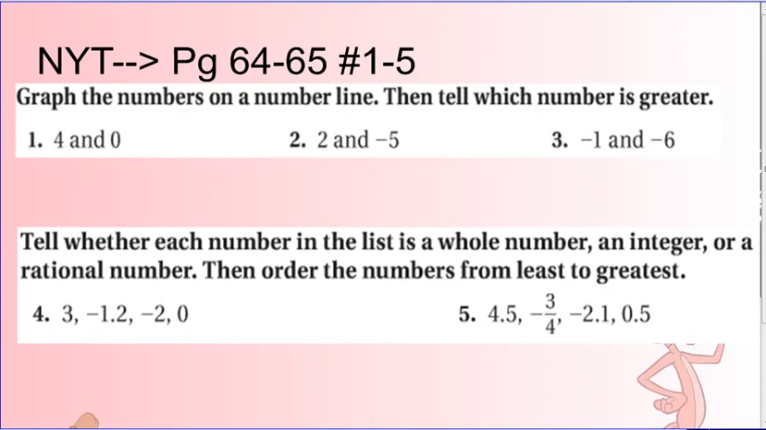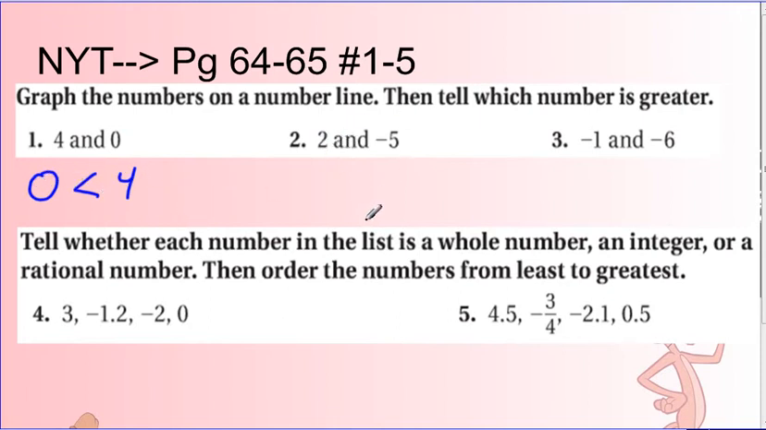Okay, 1 through 3 say graph the numbers on a number line, then tell which number is greater. I'll be honest, the graphing on the number line is really not needed. But being able to tell which one is bigger and smaller is very important. So out of 4 and 0, which number is greater? Well, 4 is bigger than 0. So 0 is less than 4.